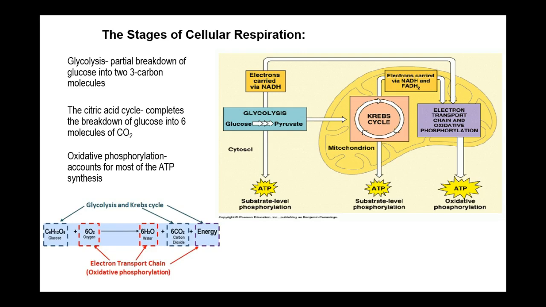The citric acid cycle, which is also known as the Krebs cycle, completes the breakdown of glucose into 6 molecules of CO2. So we have 6 molecules of carbon dioxide plus the electrons that are being carried via NADH and FADH2, which is also another electron carrier, and actually a very much more efficient electron carrier, to the electron transport chain. The electron transport chain is also called oxidative phosphorylation.